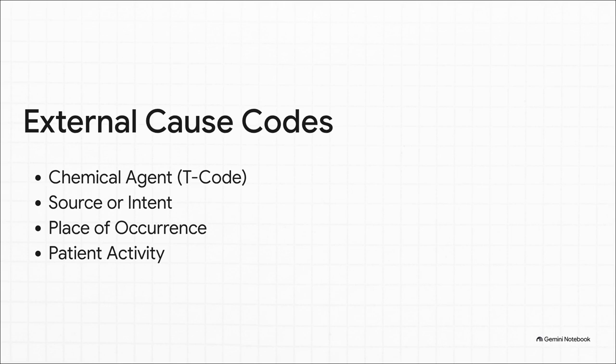You can never forget that corrosions, and burns for that matter, require robust external cause coding. You need a T code from the table of drugs and chemicals to identify the specific chemical agent. You need to know the intent. Was this accidental or an assault? You need the place of occurrence, like a factory or someone's garage. And you need the patient's activity at the time of the incident. This is how you paint a completely auditable picture of the encounter.